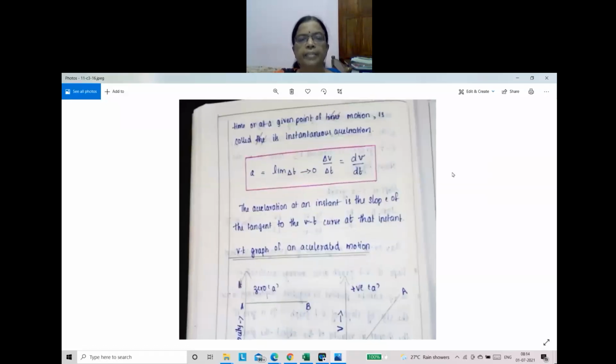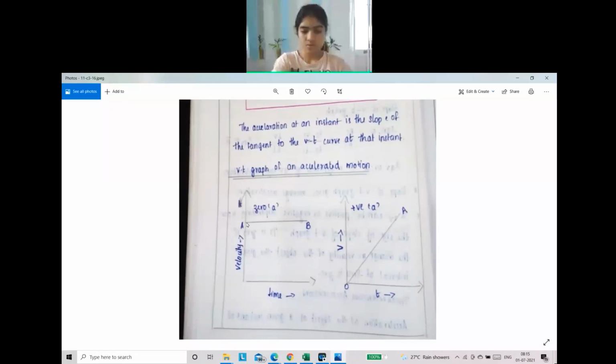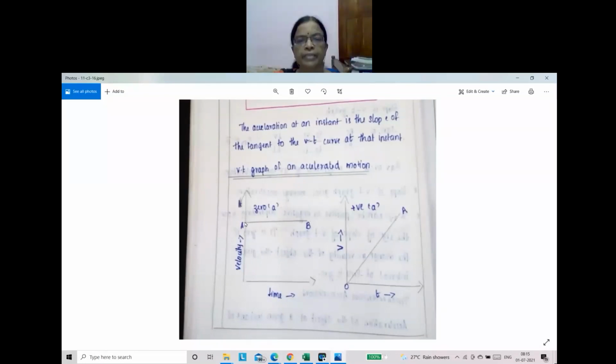You can see velocity time graphs. If this graph is parallel to the time axis, what does it denote, children? With what velocity is the body moving? Uniform velocity. Uniform, not changing. Velocity is not changing with time. That is a uniform velocity graph.